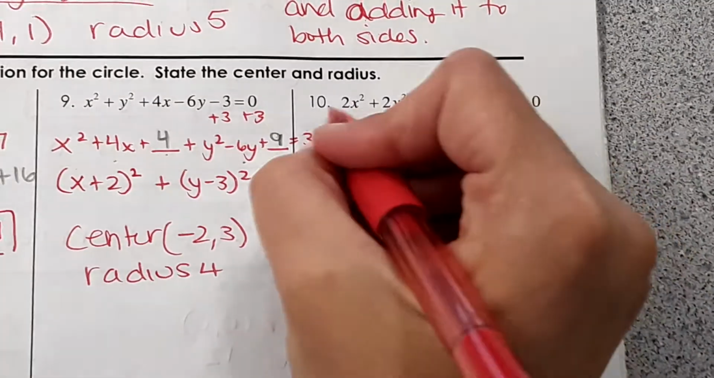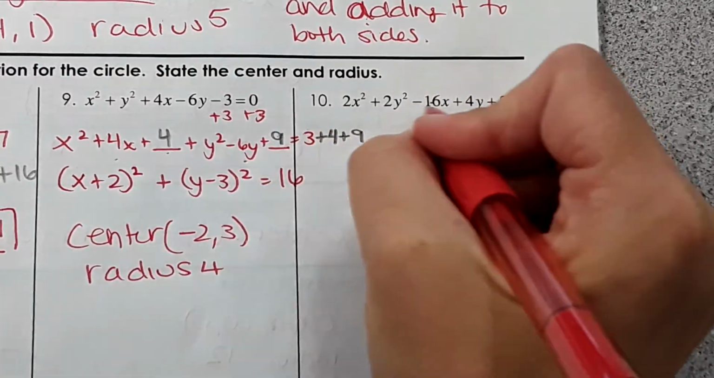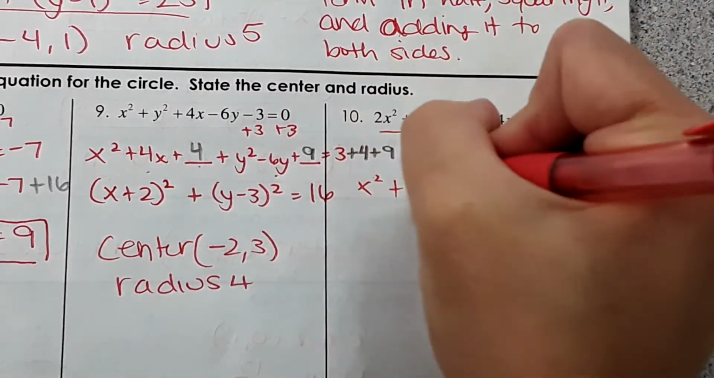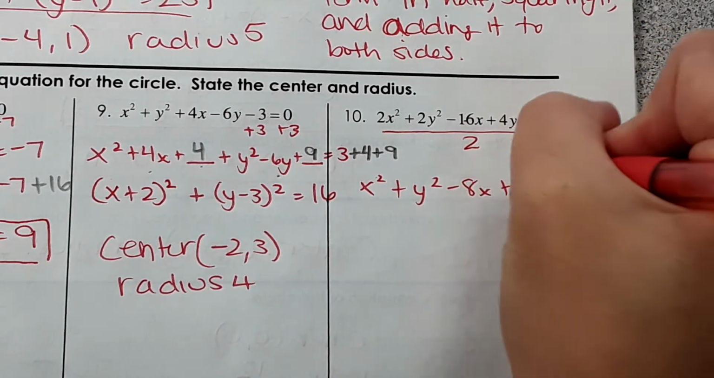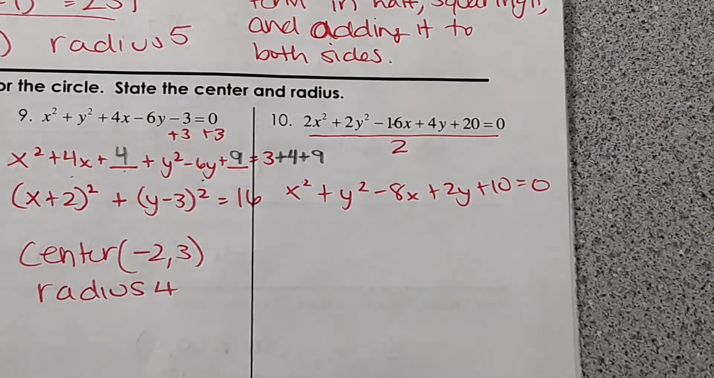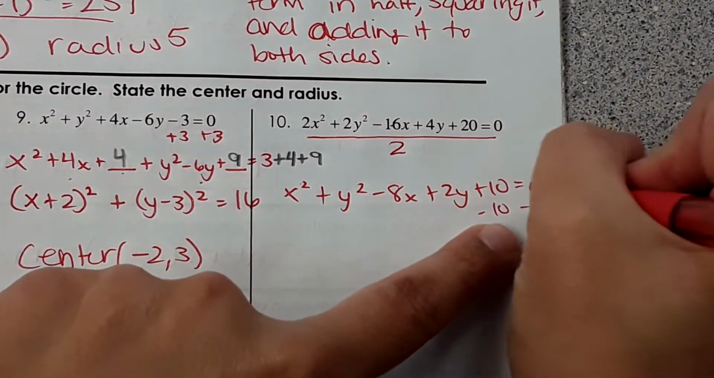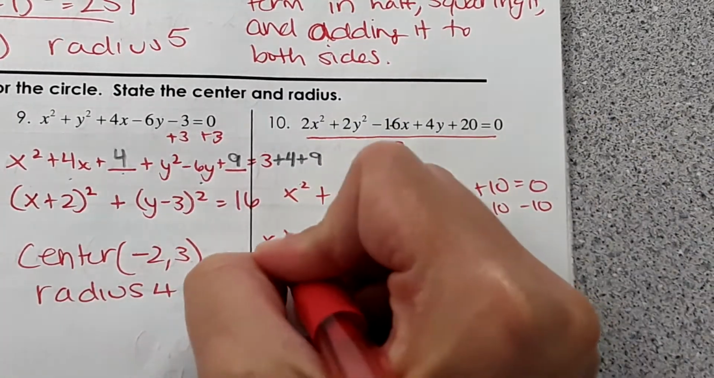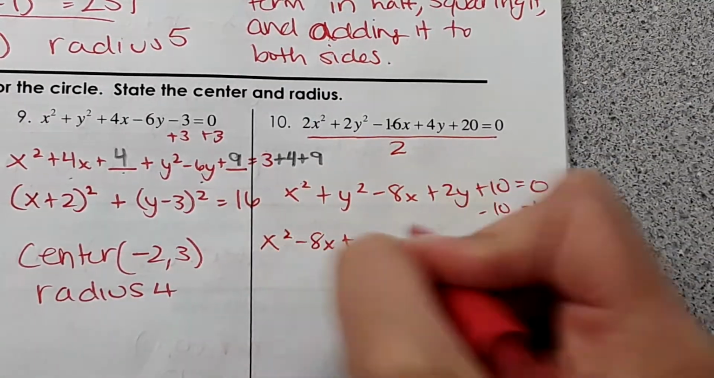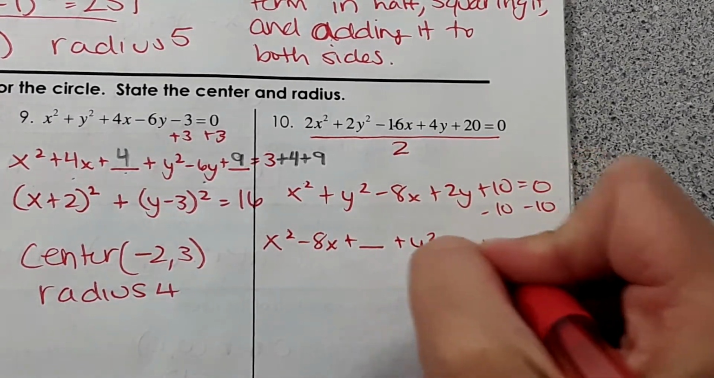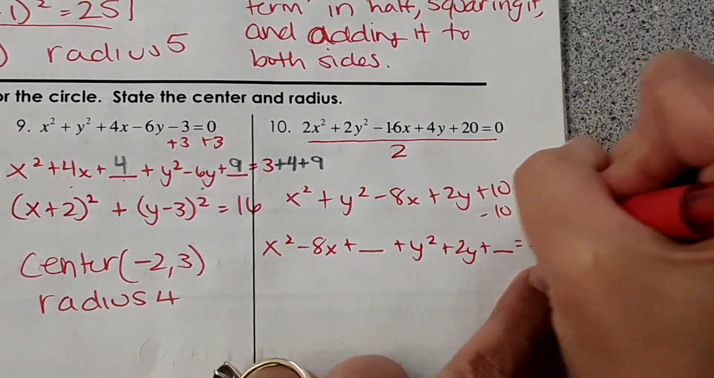Okay, so for number 10, before we do anything, I noticed that all the factors are divisible by 2, so I'm going to divide everything by 2 just to simplify it. X squared plus y squared minus 8x plus 2y plus 10 equals 0. Subtract 10 from both sides. And then group it. X squared minus 8x plus blank. Y squared plus 2y plus blank equals -10.